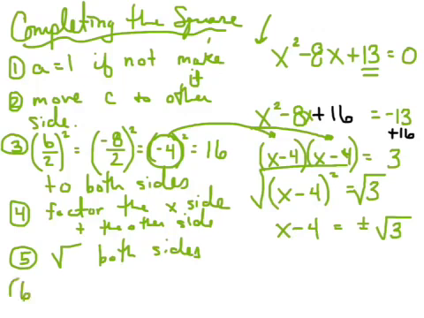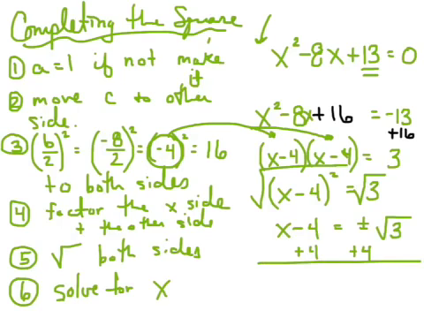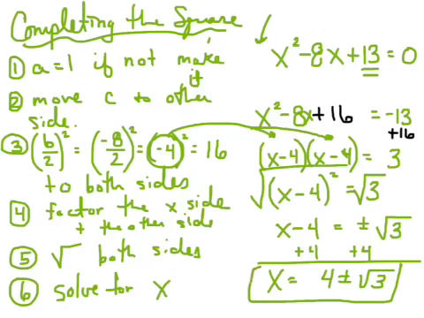Then the sixth thing that you have to do is solve for x. So I'm going to add 4 to both sides. Now, one thing that I want to make sure that you are aware of, unless the directions say, round to the nearest hundredth or whatever it is, you go ahead and leave your answer just like that. 4 plus or minus root 3.